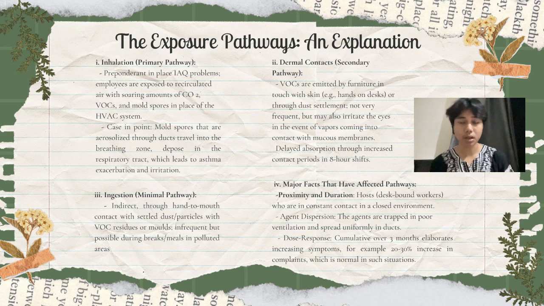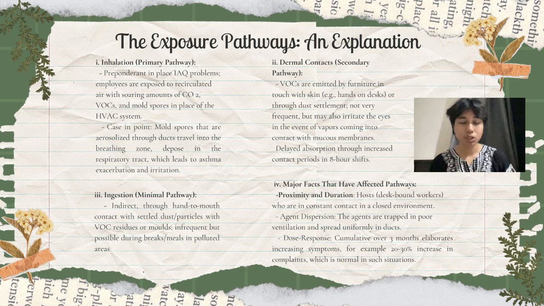Alright, for this part, I will explain about the control measures using the hierarchy of control. First, we have elimination, which is the most effective method. In this case, we can remove the mold from the air conditioning system and also remove the furniture that releases high VOCs, which is volatile organic compounds.